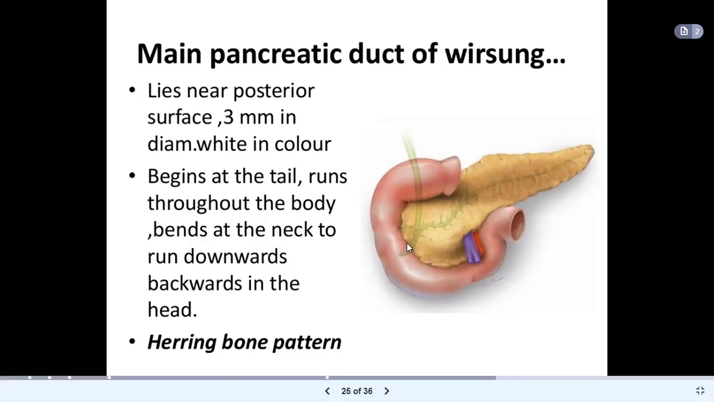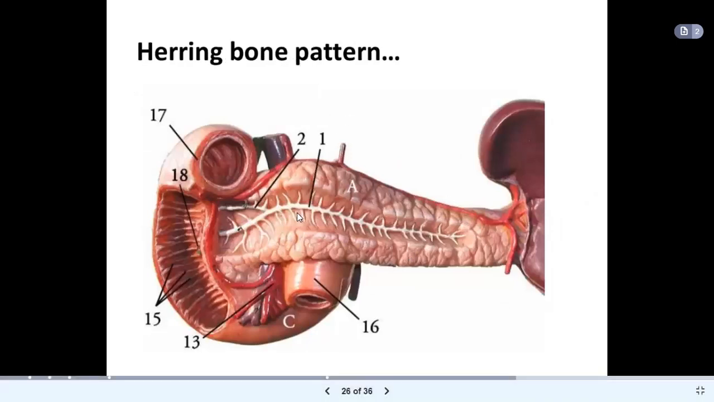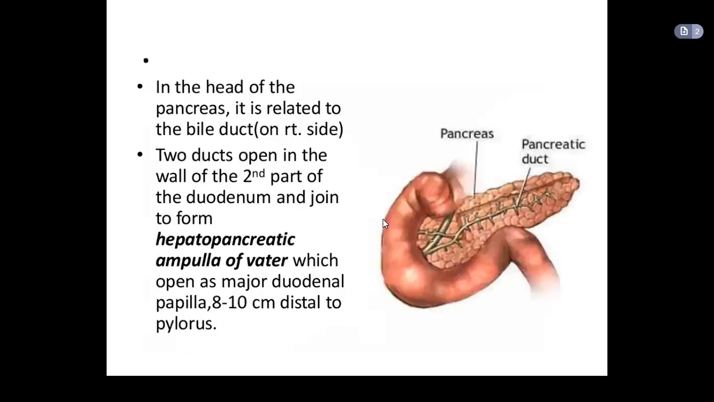So at the second part of the duodenum, it meets with the bile duct. Both pierce the duodenal wall separately and later unite to form the hepatopancreatic ampulla of Vater, V-A-T-E-R. The ampulla of Vater opens into the major duodenal papilla. The sphincter of Oddi surrounds the ampulla. You see this herringbone pattern. In the head of the pancreas, it is related to the bile duct. The two ducts open into the wall of the second part of the duodenum to form the hepatopancreatic ampulla of Vater.